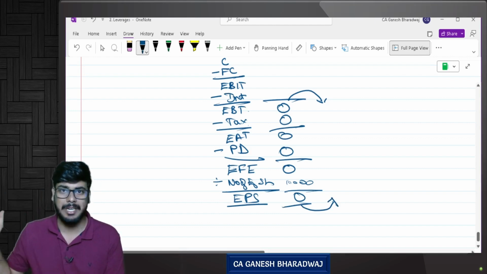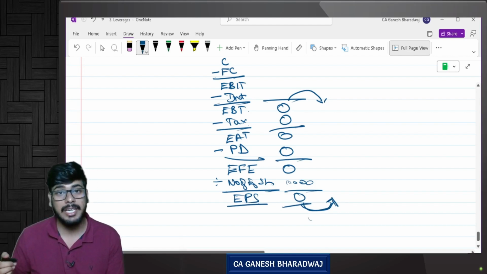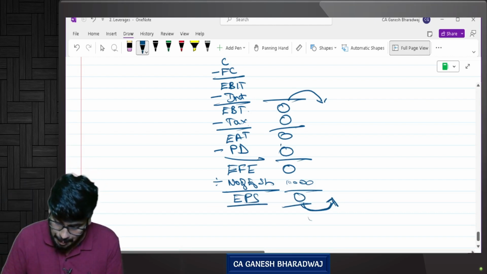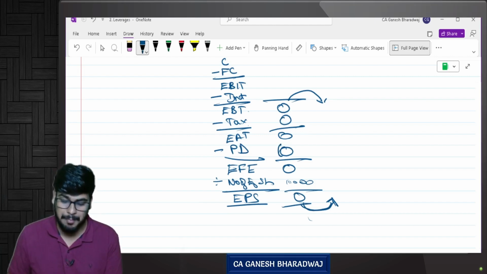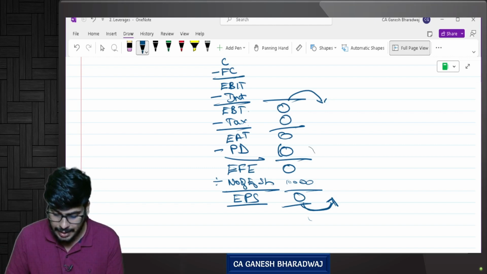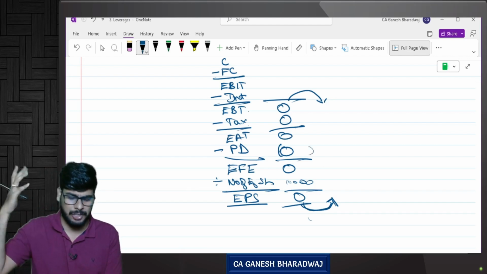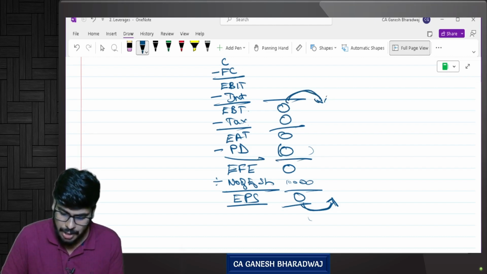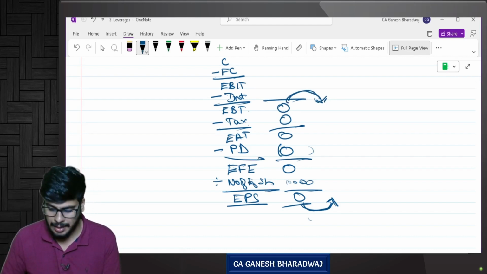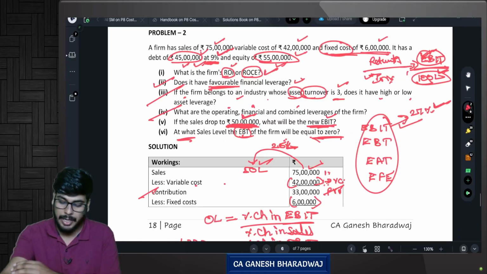If your EBT becomes 0, your EPS becomes 0 in this case. Correct? Sir, can EPS be negative? Yes. If a preference dividend needs to be paid even when you don't have sufficient earnings, then EPS can become negative also, but we are not talking about this. In this question, there is no preference dividend. So basically, when your EBT becomes 0, your EPS becomes 0. Yes or no?